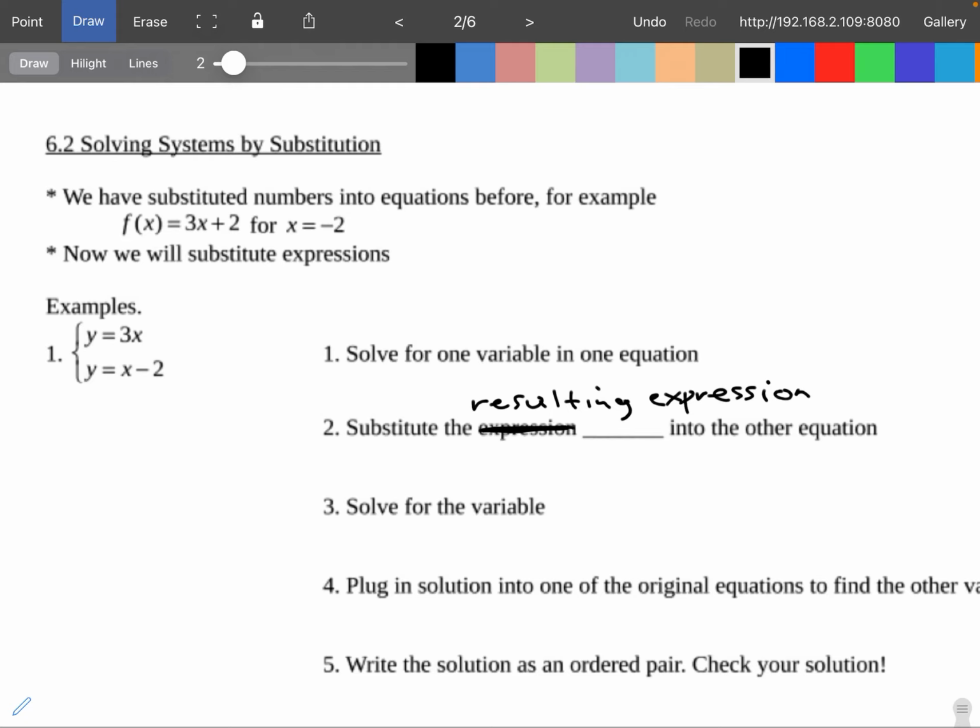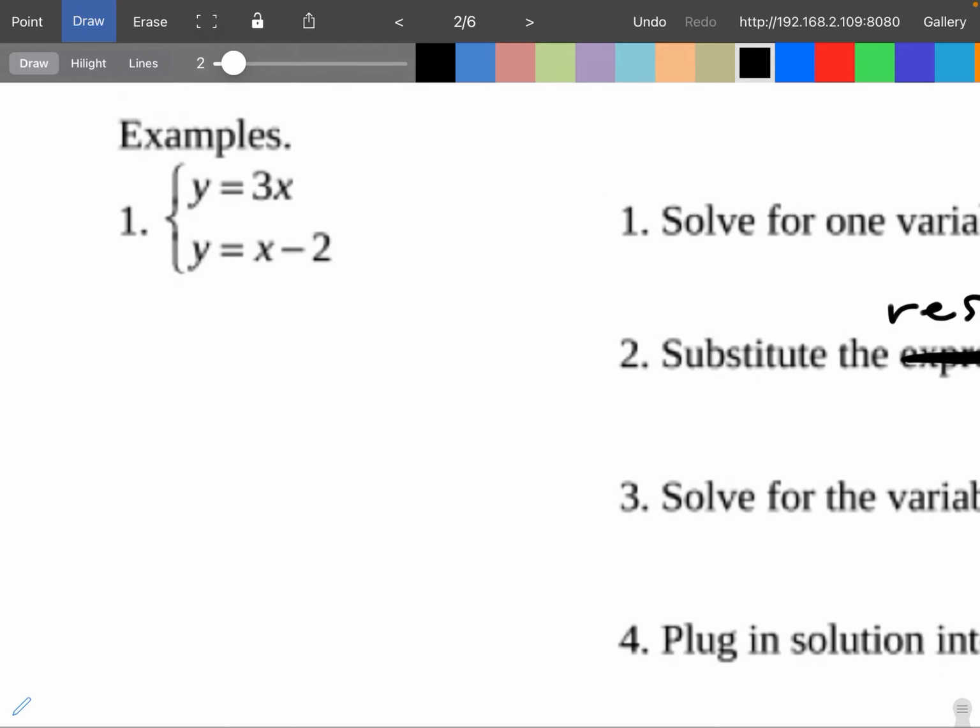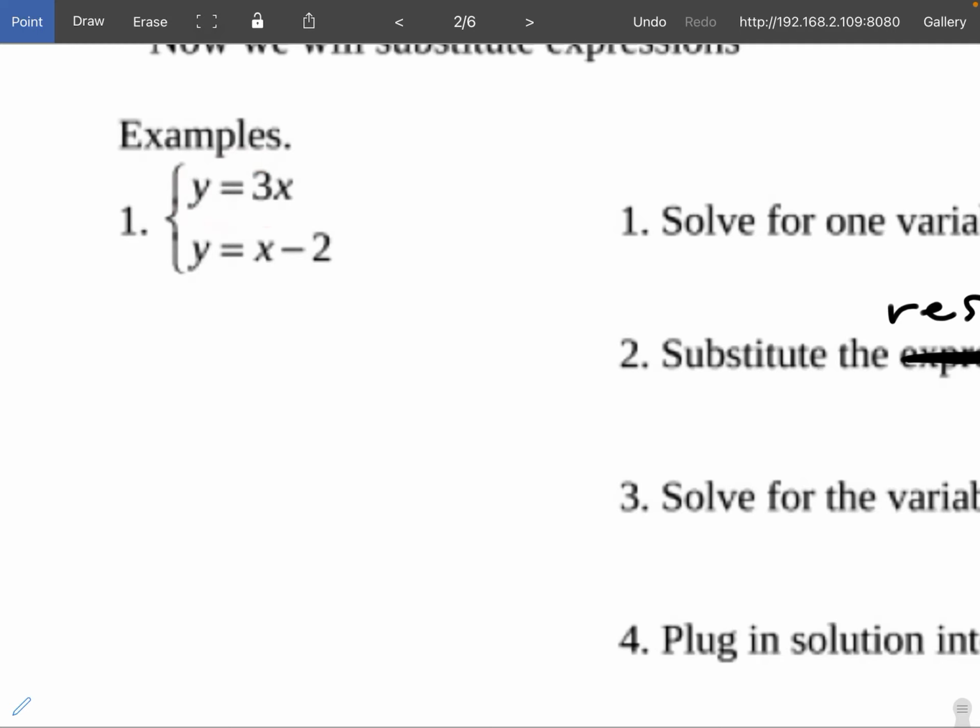Okay, so the process is step 1, solve one of the equations for one of the variables. Step 2, substitute the resulting expression into the other equation. Step 3 is solve for the variable. Step 4 is plug that solution into one of the original equations and solve for the other variable. Step 5 is write your solution as an ordered pair. So the ordered pair would represent the point where the two lines cross.